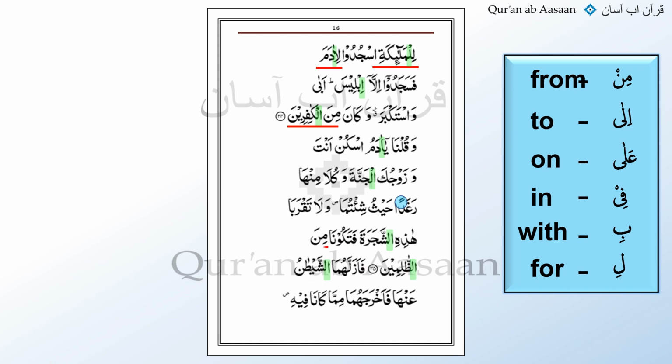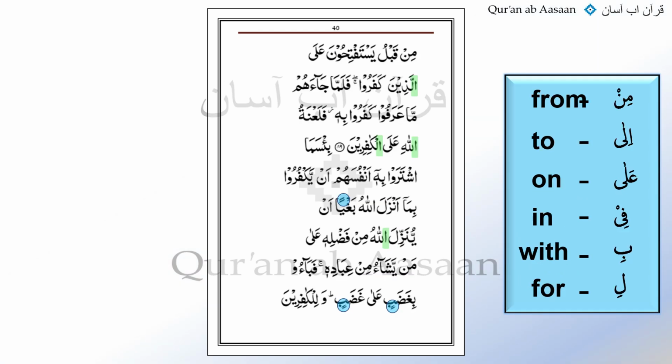Minal Zolimina. Beautiful. Okay, do another page. Page 40. Alal lazina. Pretty straightforward. Yes. Alal kafirina. Yes. You are becoming very attentive. I can see you are quite alert.